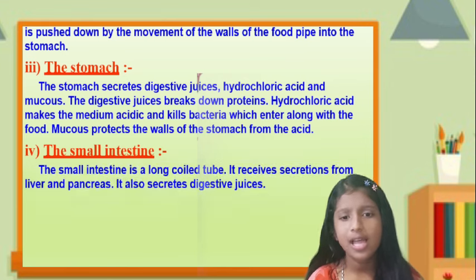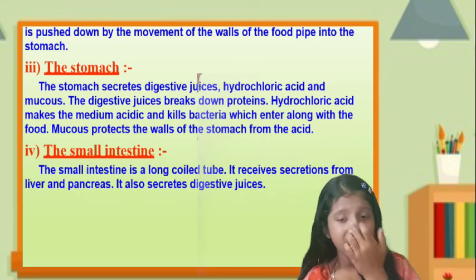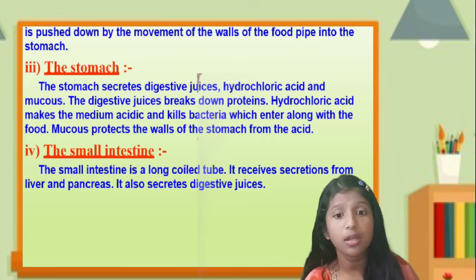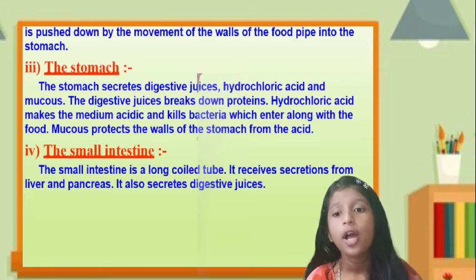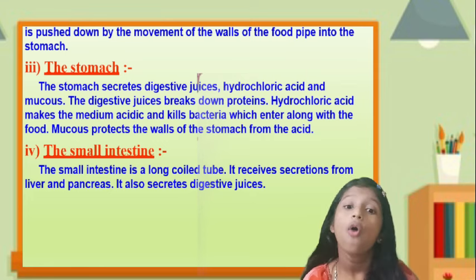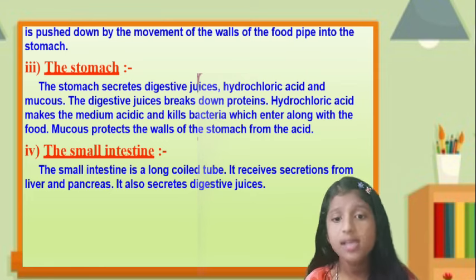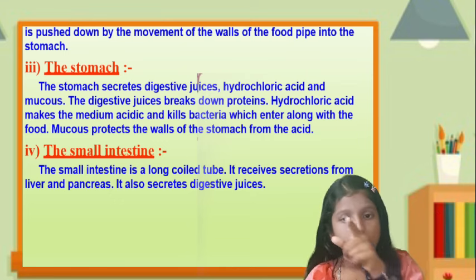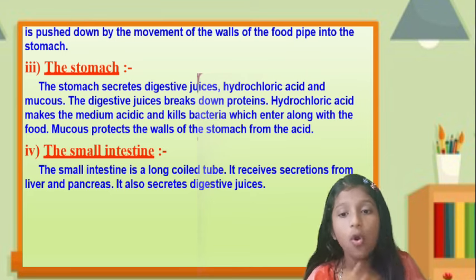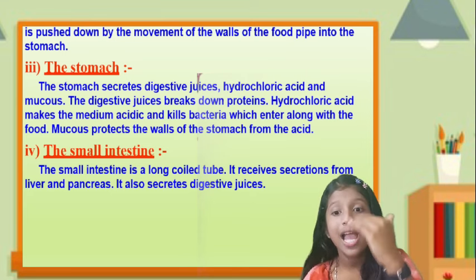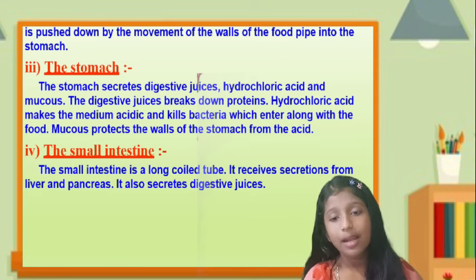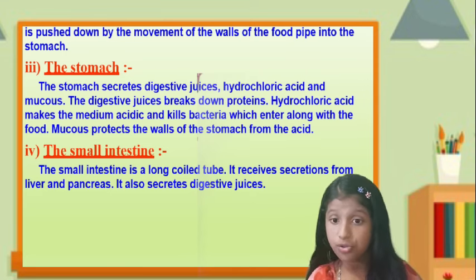Now the small intestine. What is the use of the small intestine? If the small intestine is not there, the food will not be digested. The small intestine is a long coiled tube. It receives secretions from the liver and pancreas. It also secretes digestive juice. If the digestive juice is not secreted, it will not be collected in that particular area, and the food will not be digested.